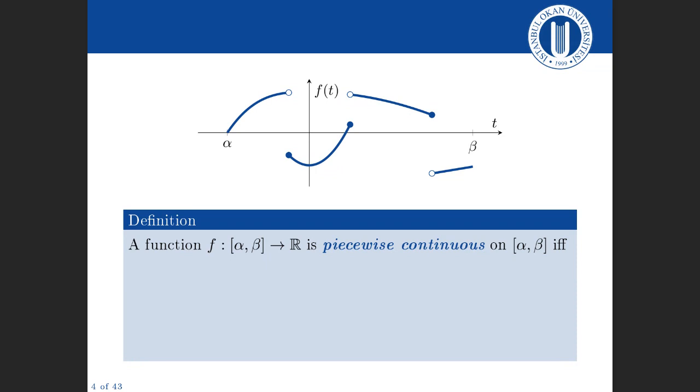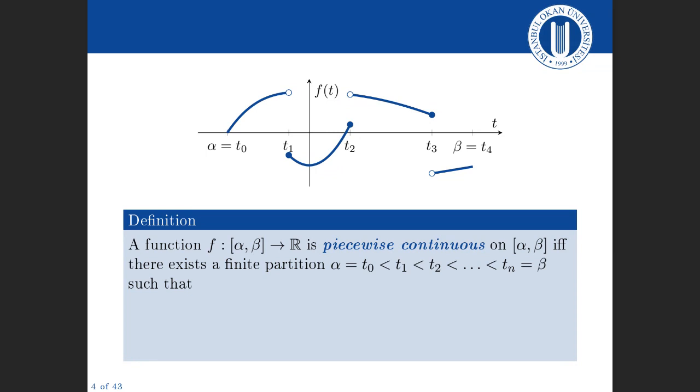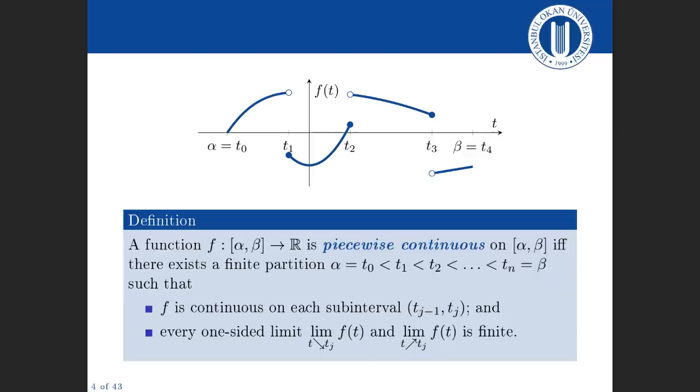Let's be a little bit more precise. What we need is there to exist a finite partition. Let's say numbers t0, t1, t2, t3, etc., up to tn, where between each of these points we have a continuous function. I need f to be continuous on every subinterval from t_(j-1) to t_j, and I need to have that all of the one-sided limits exist. At the left end and at the right end of each one of these pieces, the one-sided limit needs to be a finite number.